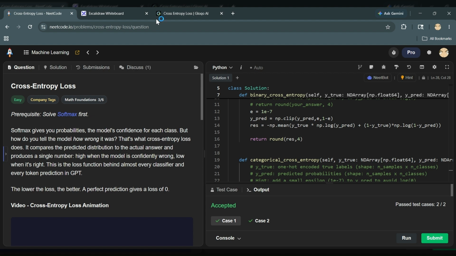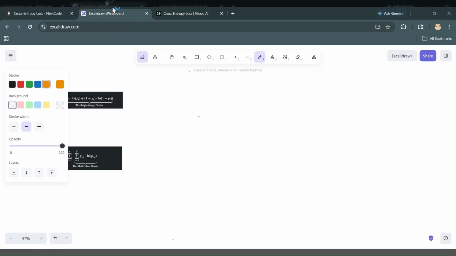For this, you need to understand what log is and what entropy is. Entropy is actually the randomness that is introduced, and cross is like between two values. So before that, let's learn what log is. Log is basically the counterpart of e exponent. If you don't know what e is, in the last video it is explained.